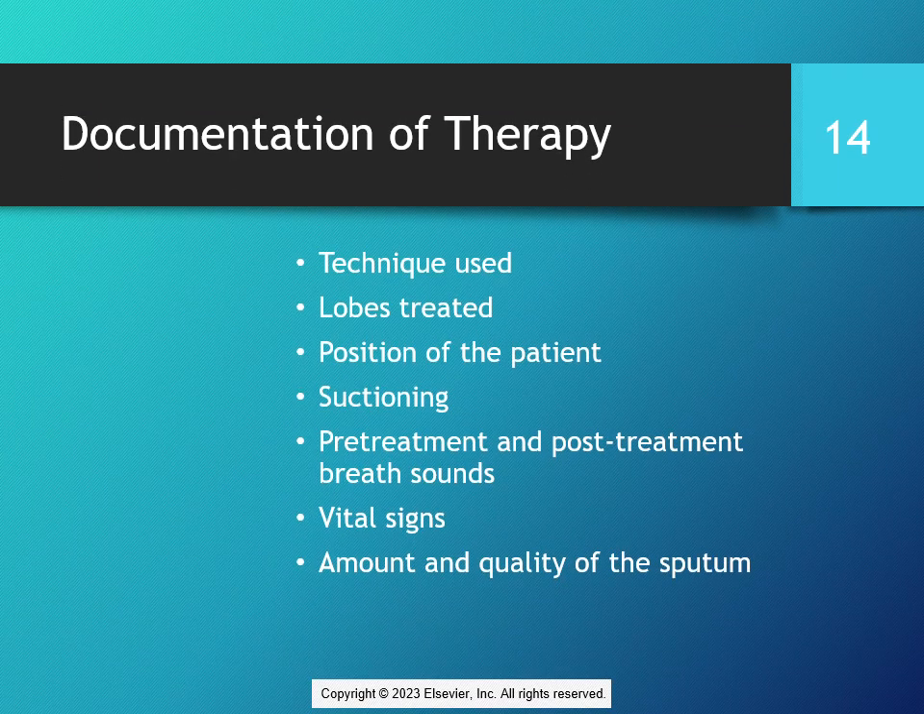What do you document? What are you going to chart about? You're going to chart what you did. So what technique did you use? Was it oscillating PEP? Was it the vest? Which lobes were treated? What was the position of the patient? Were they sitting up? Were they in Trendelenburg? Were they flat? Make sure that you note the position.